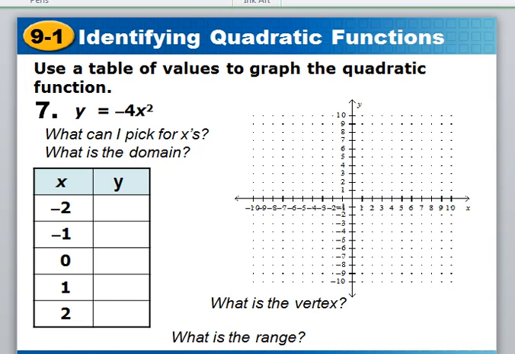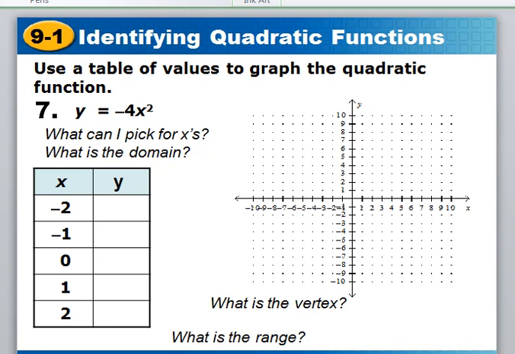Alright, for my next example, it says, use a table of values to graph the quadratic functions. And then it asks some other questions. So what can I pick for x's? Well, I've already went ahead. I always make sure I pick some negative and some positive values. I try to just go in order to make sure I'm going to get that U shape.